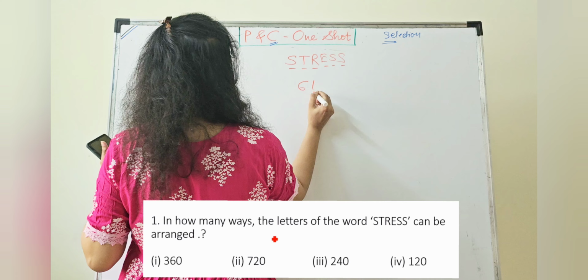Yes, because you are just selecting them. A is A, B is B. AB is equal to BA in this case, but in this case it is not. So this is the combination when you are selecting out of the group.